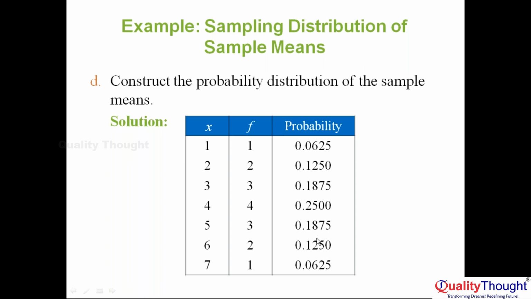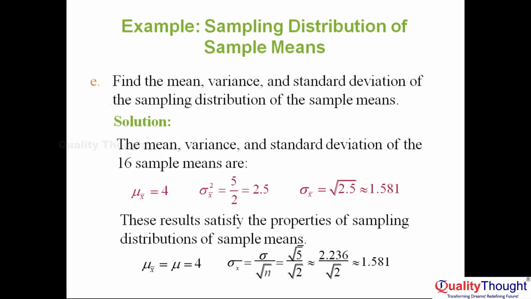If you identify the probabilities and graph this probability distribution, the mean will be the same. This is the sampling distribution I'm talking about. Whereas the variance, sigma squared divided by n, where n is the size of the sample, is 2.5. The standard deviation is the square root of 2.5, which is 1.581.